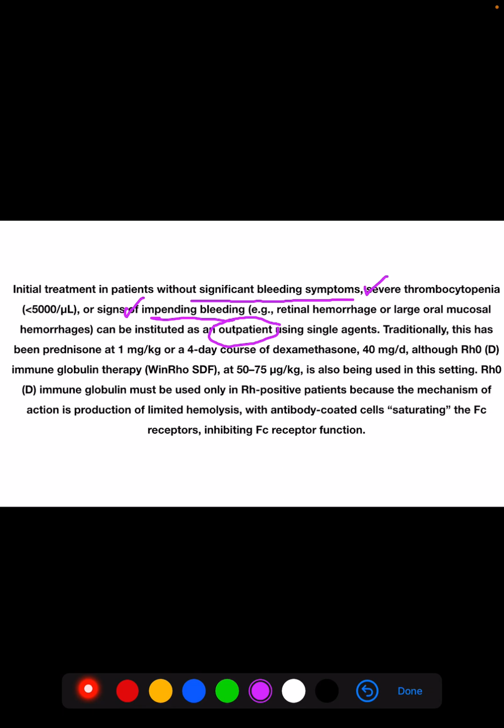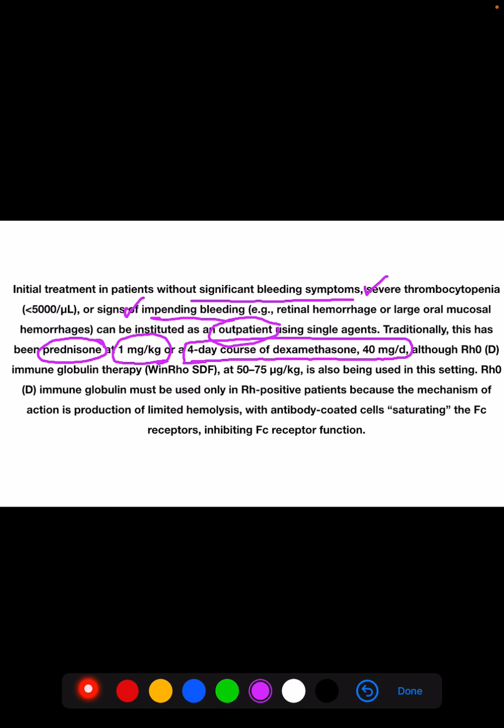So we have to give steroids. How much steroids do we have to give? At 1 milligram per kg, or we can give a 4-day course of dexamethasone 40 mg per day. If you're starting with steroids and patients are not having any bleeding symptoms, then we can directly start as an outpatient treatment. So what drugs have to be given? It should be prednisone at 1 mg per kg, or a 4-day course of dexamethasone 40 mg per day.